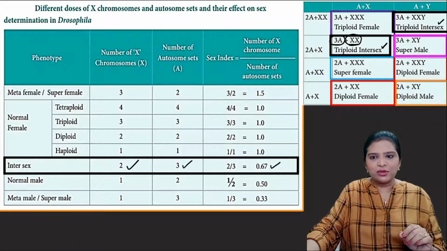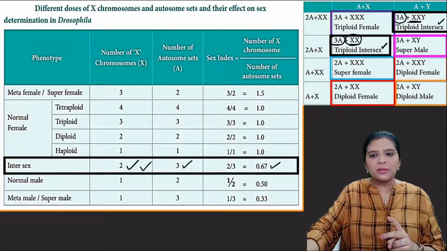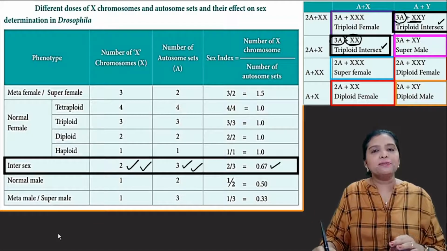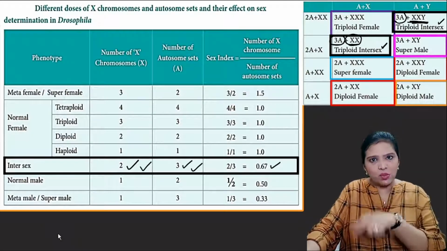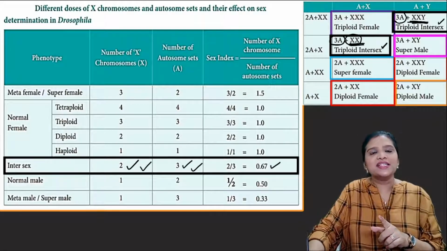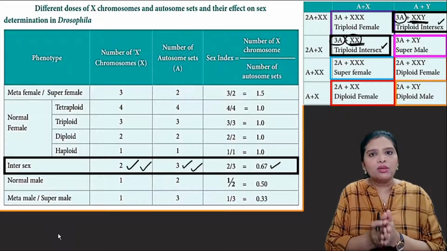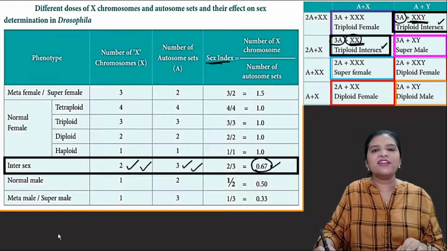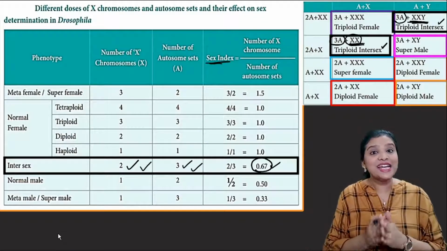So similarly here, look at this one. How many X chromosomes are present here? 2 X chromosomes. So 2. How many autosomes are present? 3 sets of autosomes. 3. So again 2 divided by 3, 0.67. Look here. Though this one has XXY chromosomes, and this one has only XX chromosomes, both are called intersex. How? Because by applying the formula, it falls in this in-between range. Neither 1 nor 0.5, 0.67. That's why we call this an intersex.